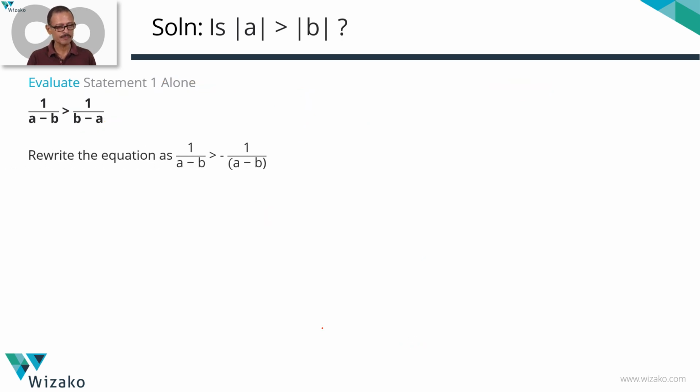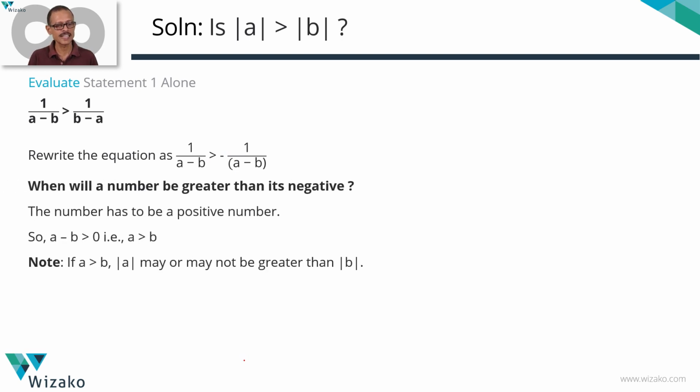So quickly summarize it. I'm rewriting this as 1 upon A minus B is greater than minus of 1 upon A minus B. When will a number be greater than the negative of the number? Only when the number is a positive number. So we can infer that 1 upon A minus B is greater than 0. 1 upon A minus B will be greater than 0 only when A minus B is greater than 0, which means A is greater than B. So this statement is nothing but something as simple as this written in a more complex fashion, nothing else.